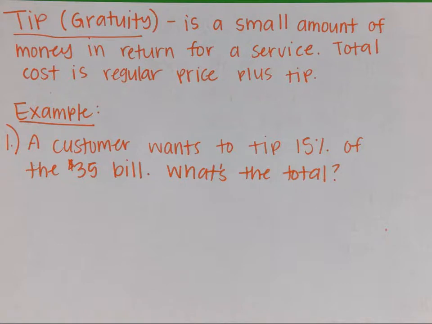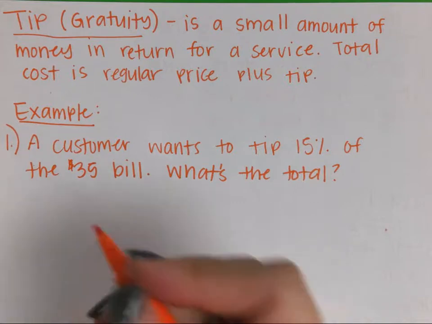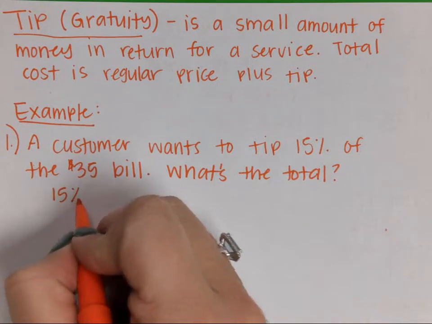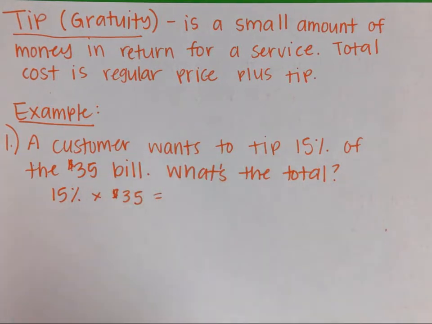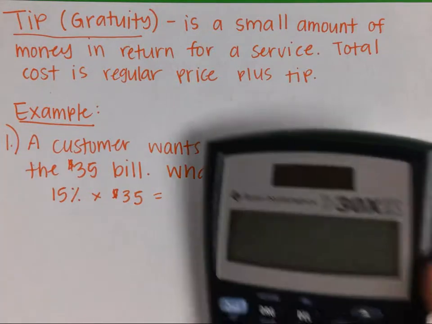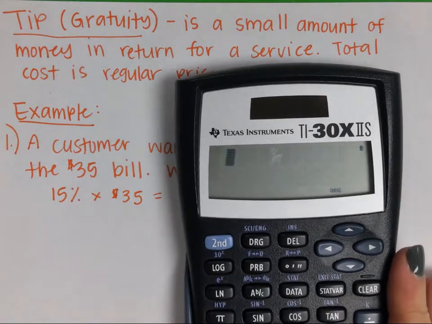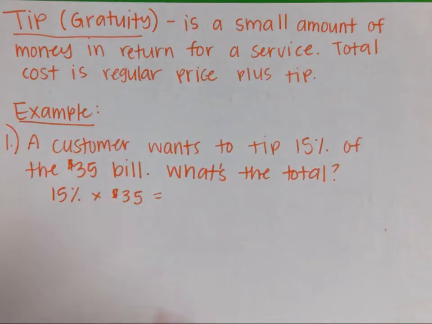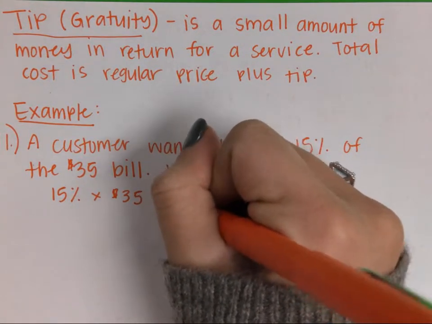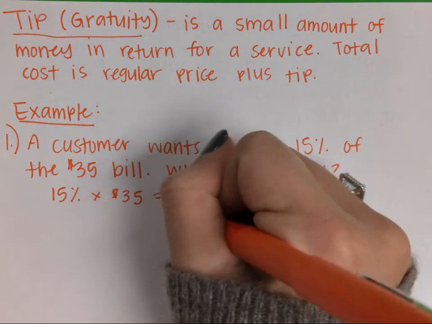So just like when we were dealing with tax, we have to find out what the tip is actually going to be. If it's 15% of the $35 bill, we're just multiplying those two together. So 15% times $35. Remember, we're using our percent button in our calculator. So 15% times $35 tells me that the tip is going to be $5.25. So this is the tip.